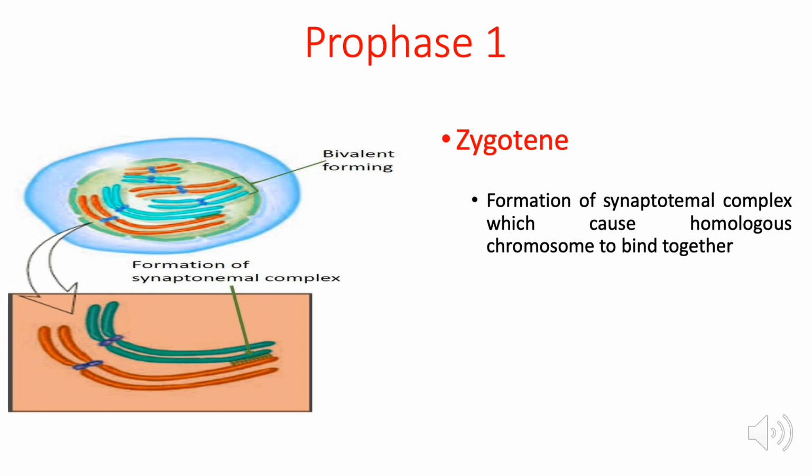The important event in zygotene is that these two homologous chromosomes will form the synaptonemal complex, the one that is labeled in the picture. And this synaptonemal complex will always cause these chromosomes to be bound together.